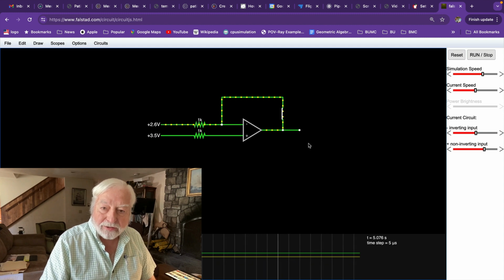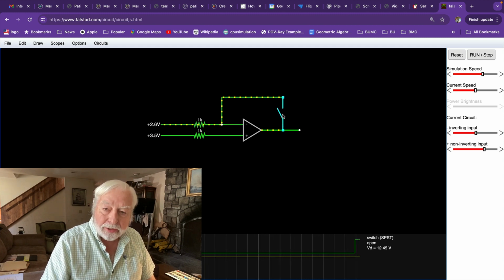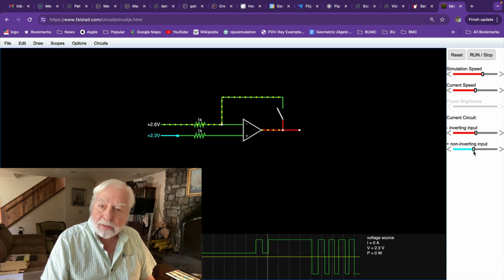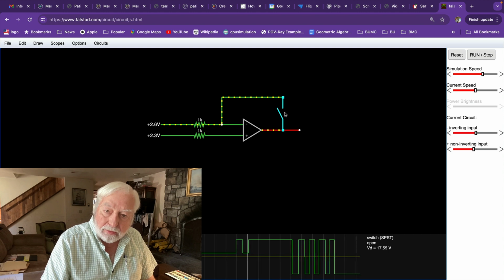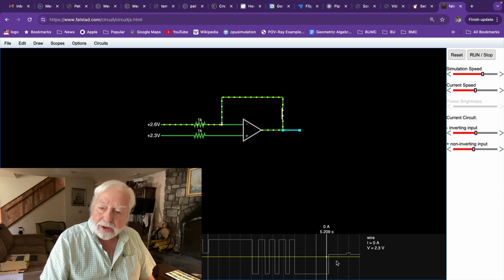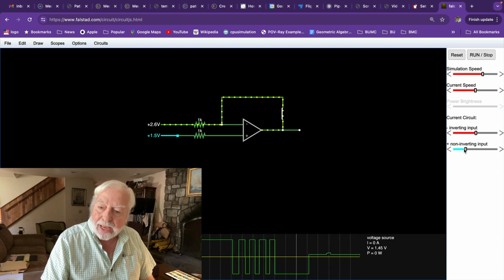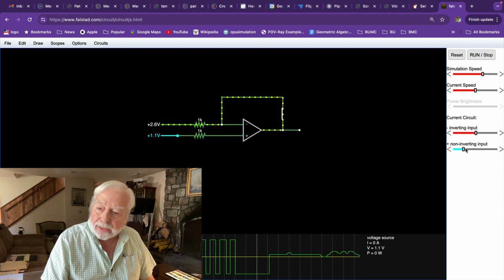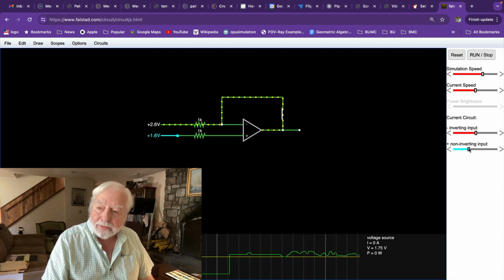So back to Falstad, I've added a switch here into this feedback loop, and when the switch is open, then we get the bang-bang comparator type behavior as we expect. But when we close the switch and turn on the feedback mode, take a look at the output down here in the trace, and it's now a proportional output. It looks like a low voltage, but that's because it's automatically scaling.